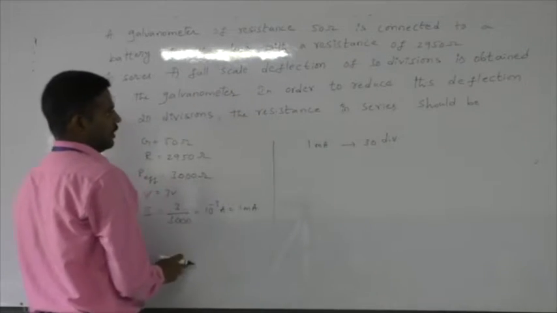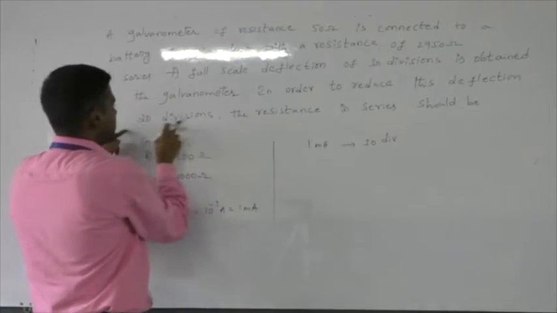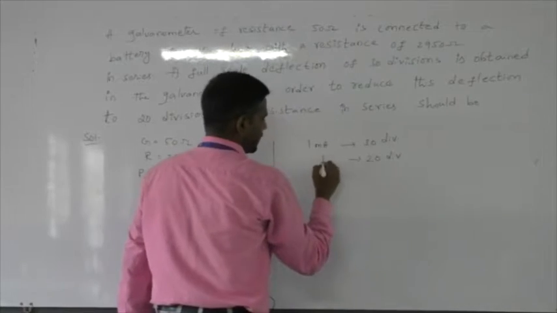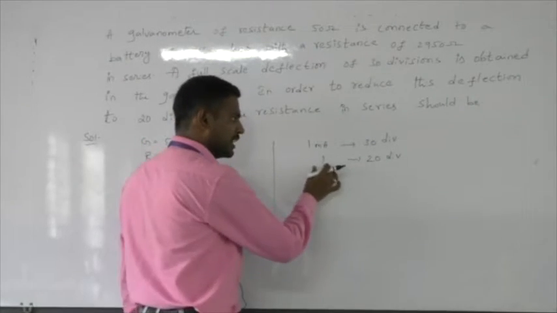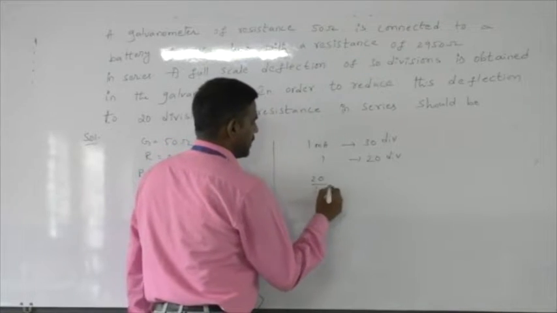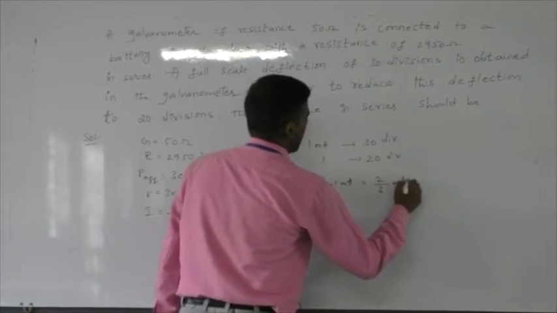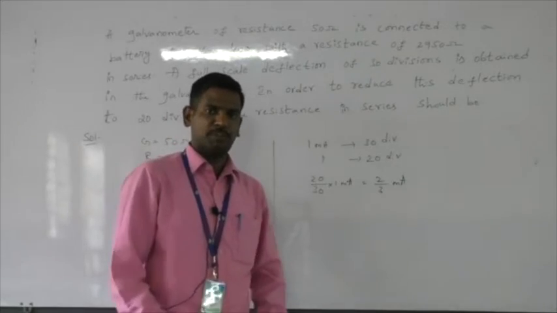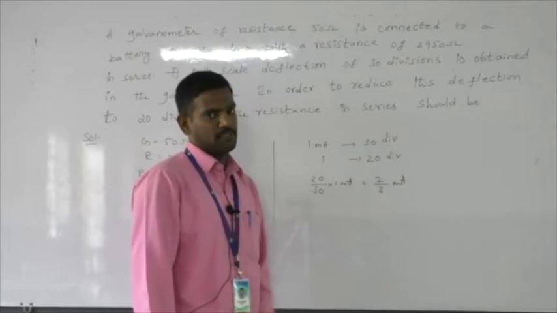Now they are asking to find out how much resistance I have to add so that the deflection will be decreased to 20 divisions. Therefore, 20 divisions will require less current only, right? 1 milliampere can produce 30 divisions. Now, how much current can produce 20 divisions? That can be found like this: 20 by 30 multiplied by 1 milliampere. So, this gives you 2 by 3 milliamperes. So, what I can say now, 2 by 3 milliamperes is large enough to produce a full scale deflection of 20 divisions.